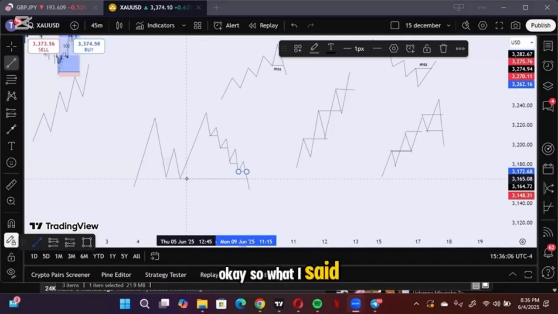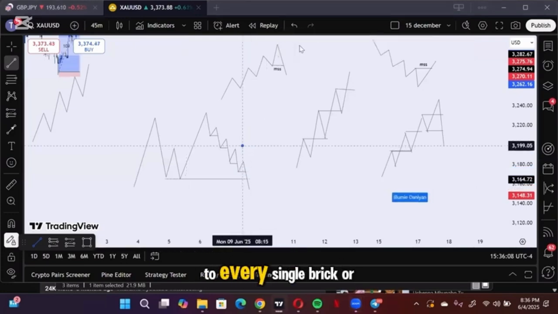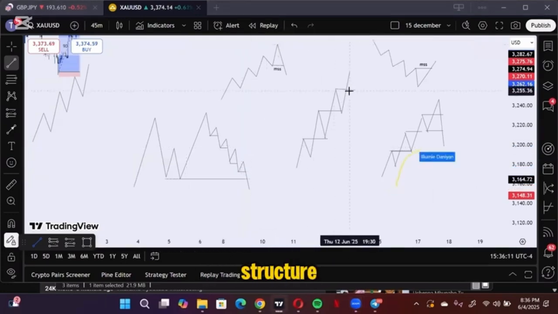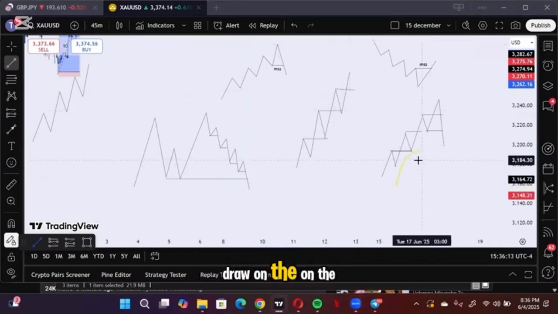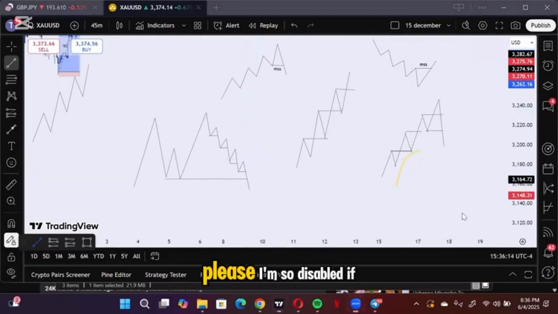Okay, so what I say is I don't just pay attention to every single break of structure. Like I don't, please don't draw on the screen, please. How to disable. If you don't want to do this, please delete this, please. So you're going to mess up the screen.